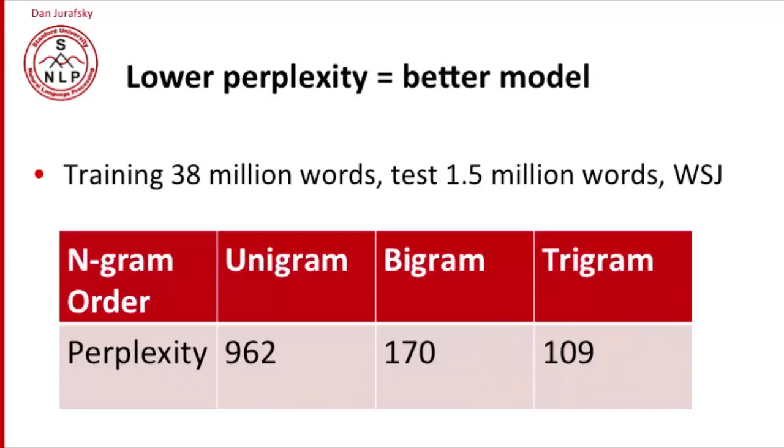All right, so now perplexity in general, the lower the perplexity, the better the model. So for example, here's a training set of 38 million words, tested on 1.5 million words from the newspaper The Wall Street Journal, and a unigram model has a perplexity of 962. A bigram model has a much lower, much more accurate perplexity of 170, and a trigram model has an even lower perplexity. So perplexity, since it's modeling something like average branching factor or average predictability, the lower you get, the better you are at predicting the actual data that occurs.